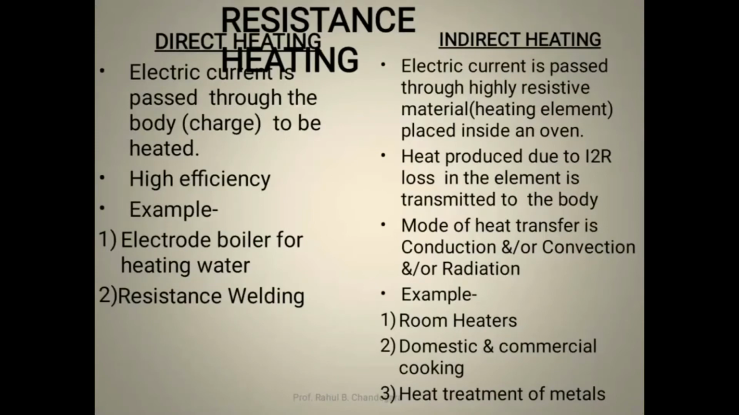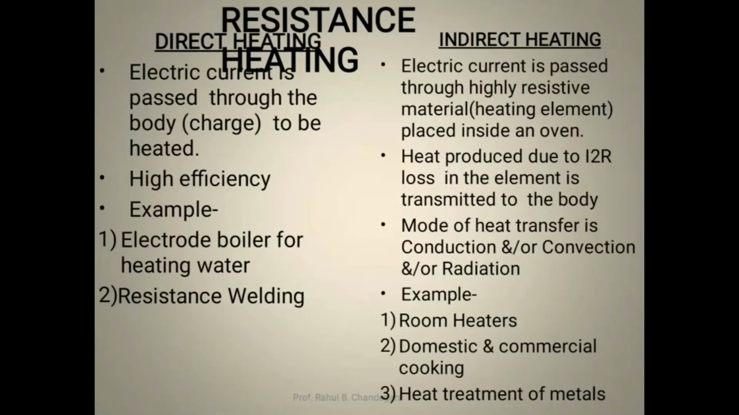The difference between direct resistance heating and indirect resistance heating: we study two to three points regarding both heating methods. In the direct resistance heating method, electric current is passed through the body, the charge to be heated. Charge means a heating material mixed with some resistance elements, in the form of powder or solid. It has high efficiency. Examples are the electrode boiler for heating water and resistance welding.